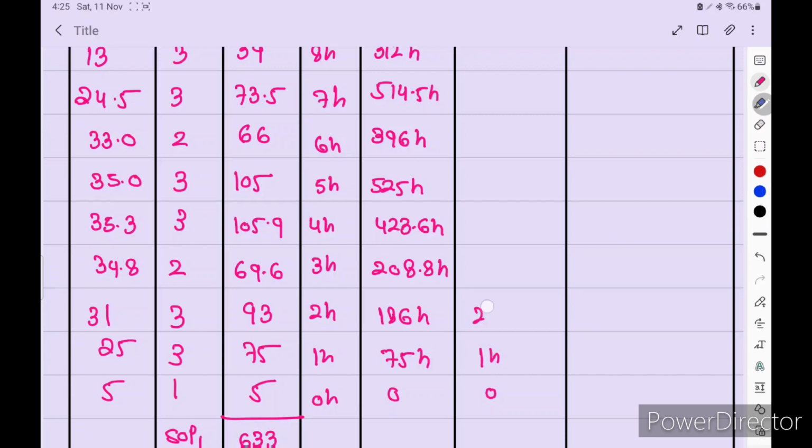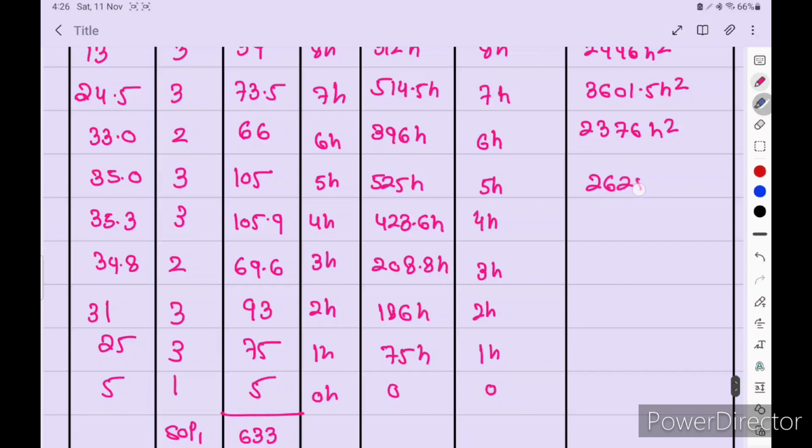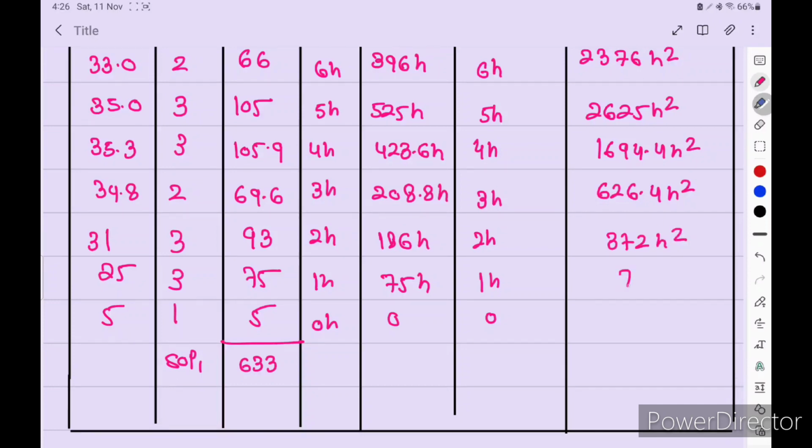So 0, 1h, 2h, 3h, 4h, 5h, 6h, 7h, 8h, 9h. So 81h square, 2496h square, 3601.5h square, 2376h square, 2625h square, 1694.4h square, 626.4h square, 372h square, 75h square, 0. And the total is 13947.3h square.